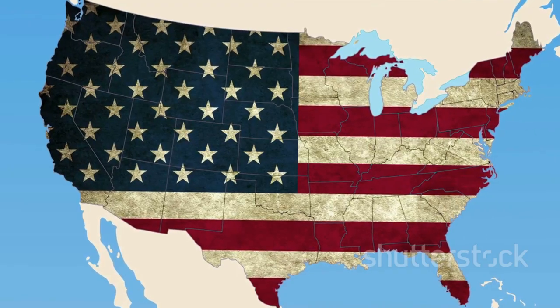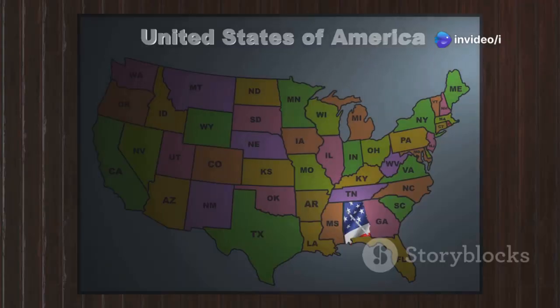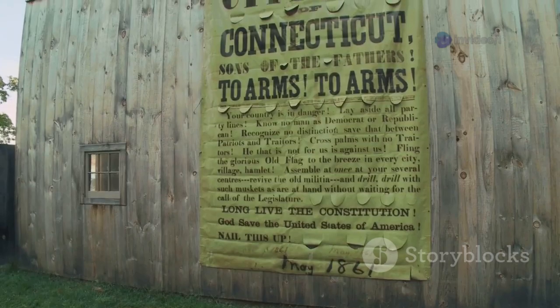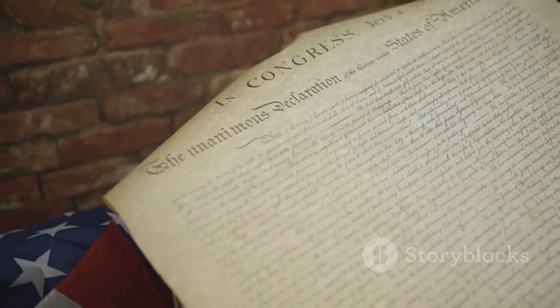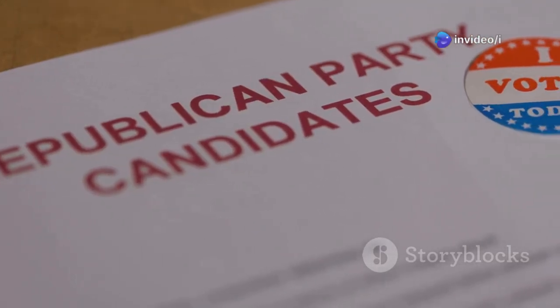The Missouri Compromise and the Compromise of 1850 attempted to address this but proved temporary solutions. The Fugitive Slave Act of 1850 inflamed tensions. The Kansas-Nebraska Act of 1854 led to widespread violence. The formation of the Republican Party aggravated the situation.